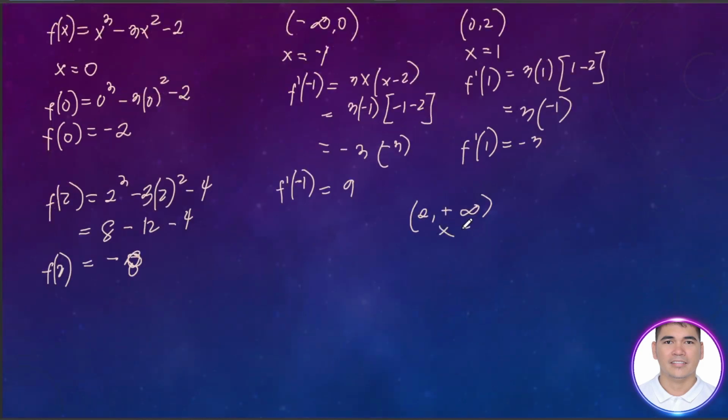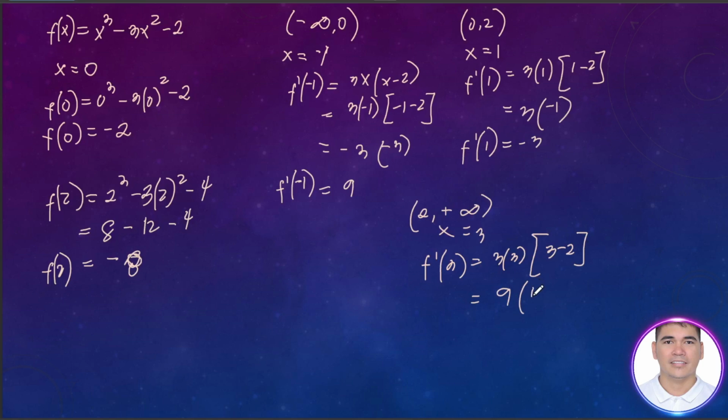I will choose x is equal to 3. So 3 times 3, then 3 minus 2. We get 9 times 1. So the answer is 9.